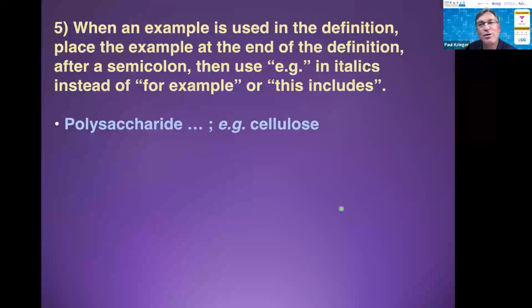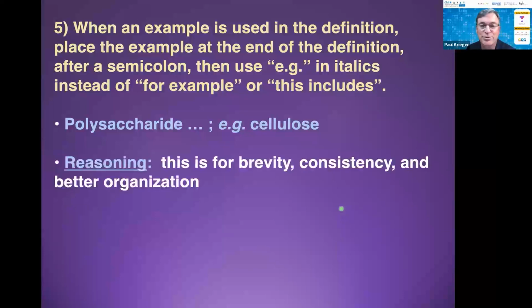Now I could go on a whole other rationale for how you choose which terms get examples and which ones don't. But I like the reasoning for this because of its brevity, consistency, and better organization. I found that I wasn't consistently doing this. In some cases, I had the words "for example." In some cases, I had e.g. So I wanted to clean it up and be consistent throughout the whole glossary. So I decided to do that.